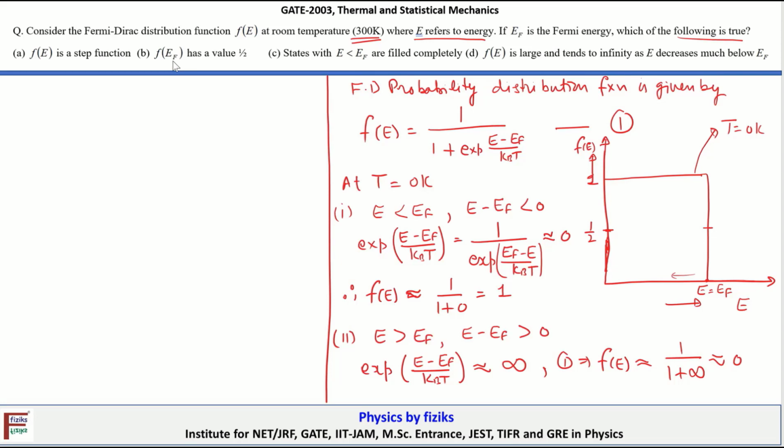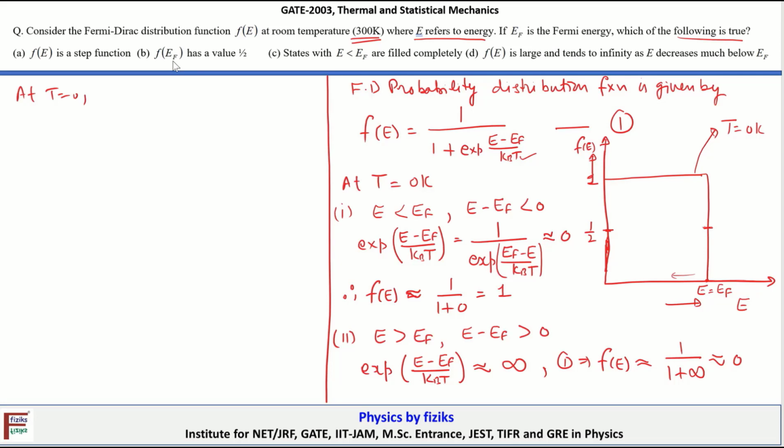Now what happens when E is equal to EF? At E equal to EF, we are having a situation of 0 divided by 0. When we put T equal to 0, E minus EF gives you 0, so the exponent is 0 divided by 0. Taking exponential 0, the probability distribution function has a value of 1 by 2. So at E equal to EF, the function suddenly drops from value 1 to 1 by 2 and then to a 0 value for energy E greater than EF.